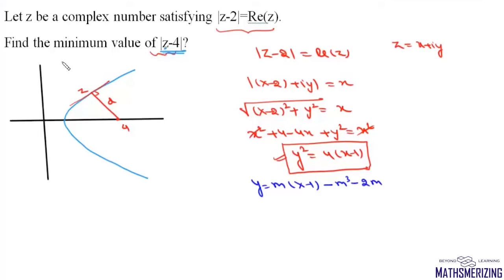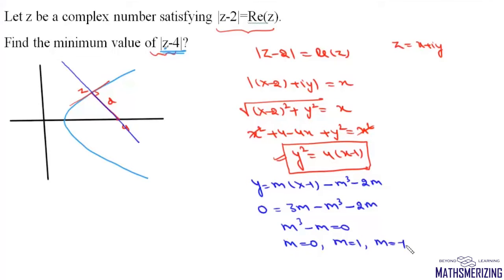We need that normal which passes through this point (4, 0). So we'll put y as 0 and x as 4. So it'll be 0 equals 3m minus m cube minus 2m. So it'll be m cube minus m equals 0. We'll get 3 values of m. Either m is 0, or m is 1, or m is minus 1.